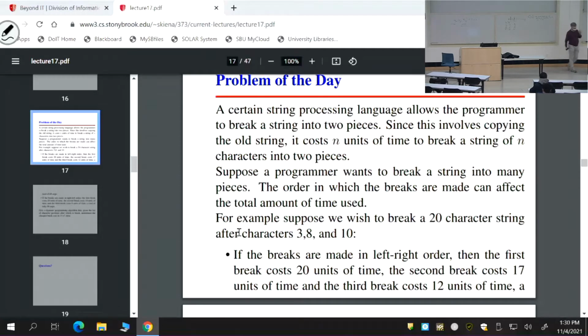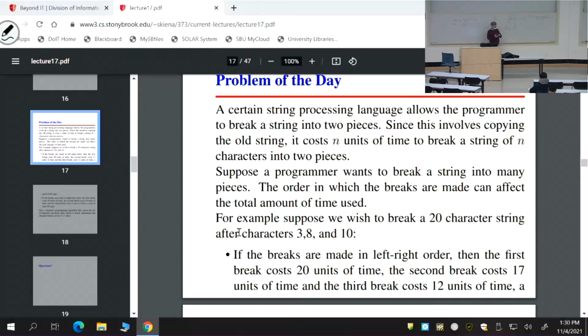Okay, let's think about that. What are the ith and jth cuts? Well, on this example, the 0th cut I'd probably say was here. The first cut was at 3. The second cut was at 8. The third cut was at 10. And the fourth cut, just as the boundary condition, was the end of the string. Does everybody kind of get that idea?